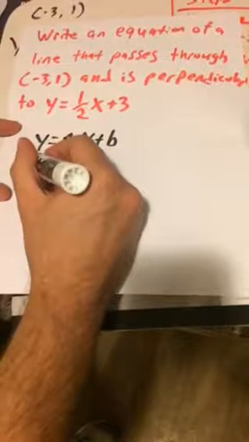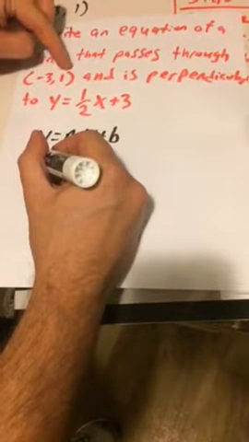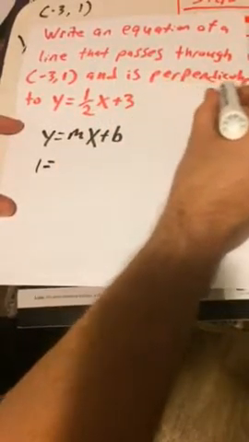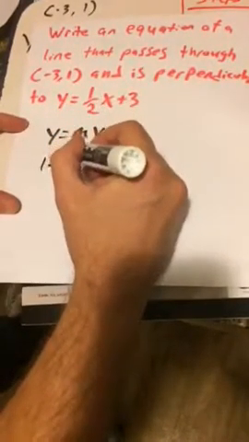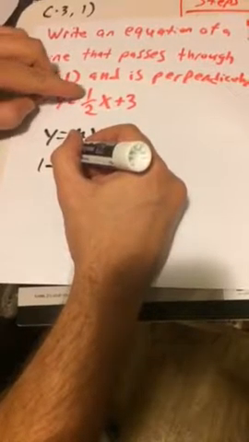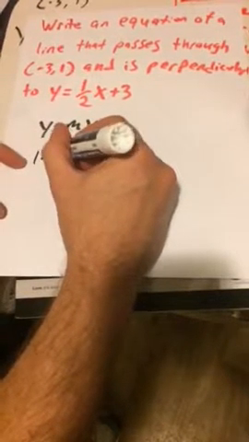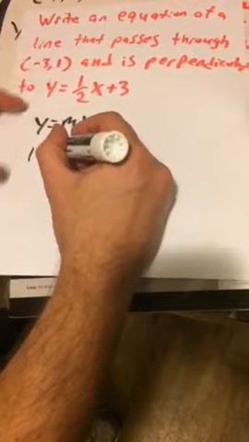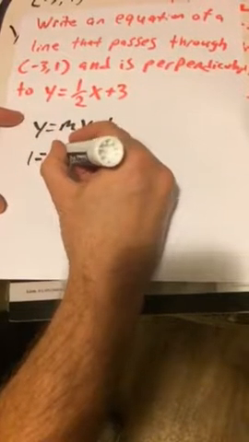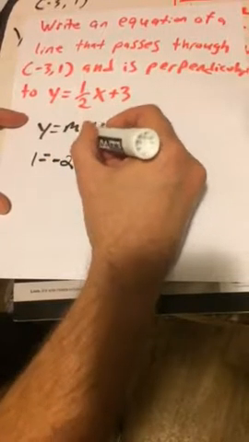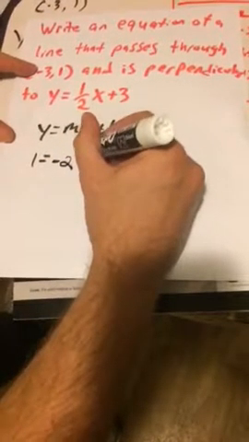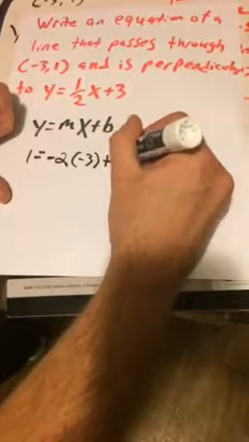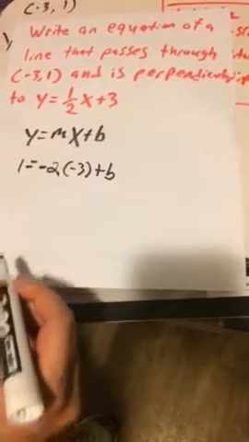So for the y, which one of these is the y? It's the 1. And the m, if it's perpendicular, we know that the m is both opposite and reciprocal. So the opposite of a positive 1 over 2 would be a negative 1 over 2. But if I were to do the reciprocal, I would flip it. So it'd be a negative 2. And then we look up here and we see that the x, instead of an x, is a negative 3. The only thing we don't know is the b, but we can find out really simply.